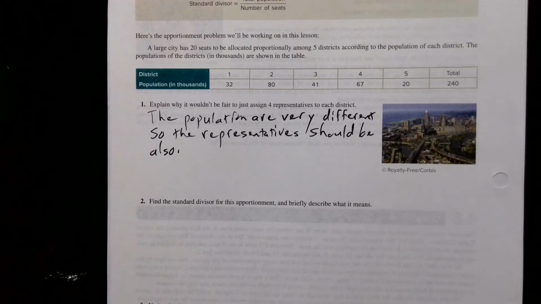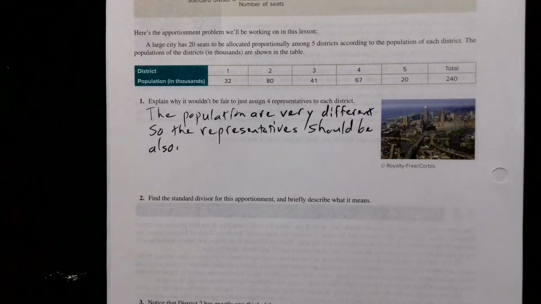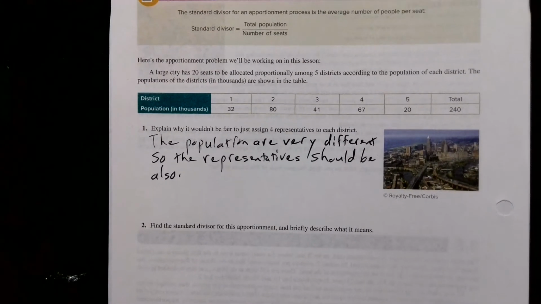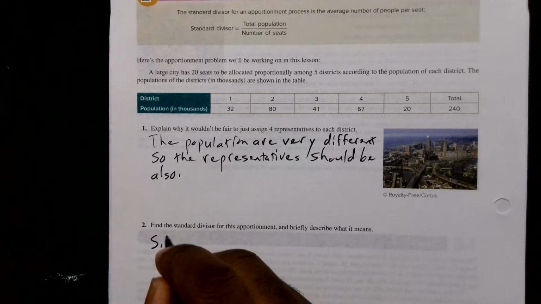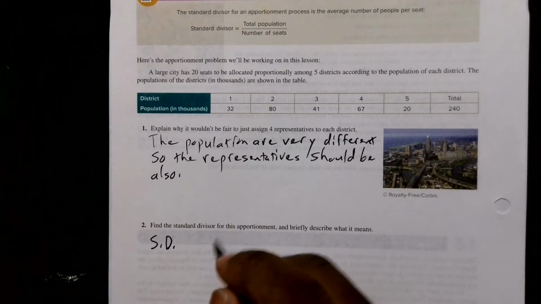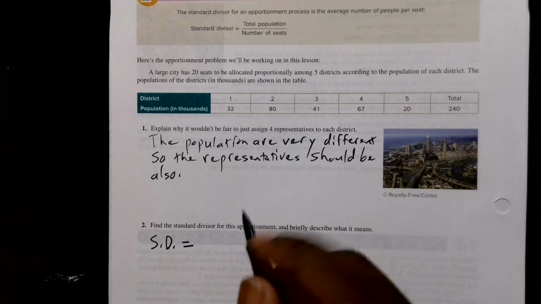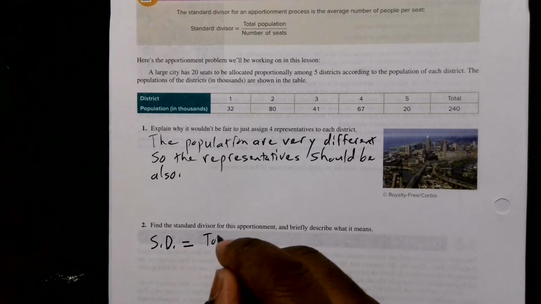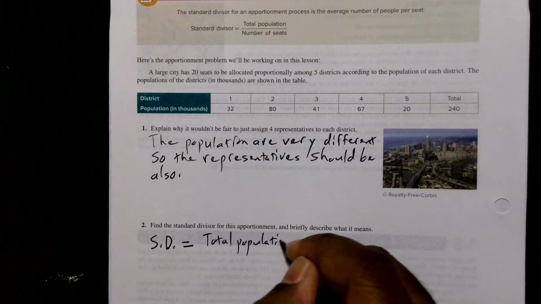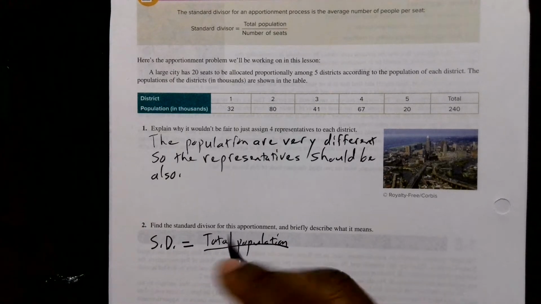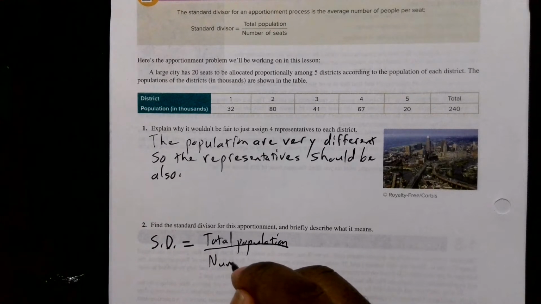Now we go here to number 2. It says, find the standard divisor for the apportionment. Now, going back here to the top with our standard divisor formula, we're going to abbreviate it with S.D. for standard divisor, and that equals the total population divided by the number of seats.